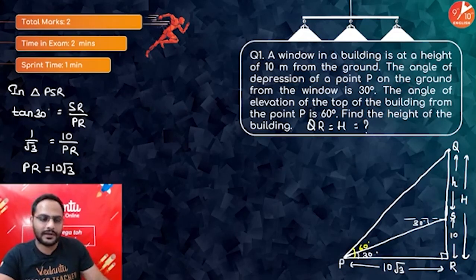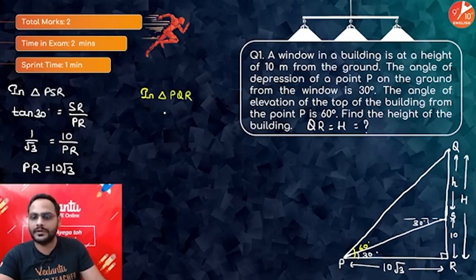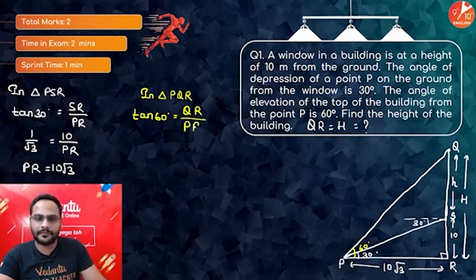So now in triangle PQR, tan 60 degree will be equal to QR divided by PR. No need to write that small h separately.